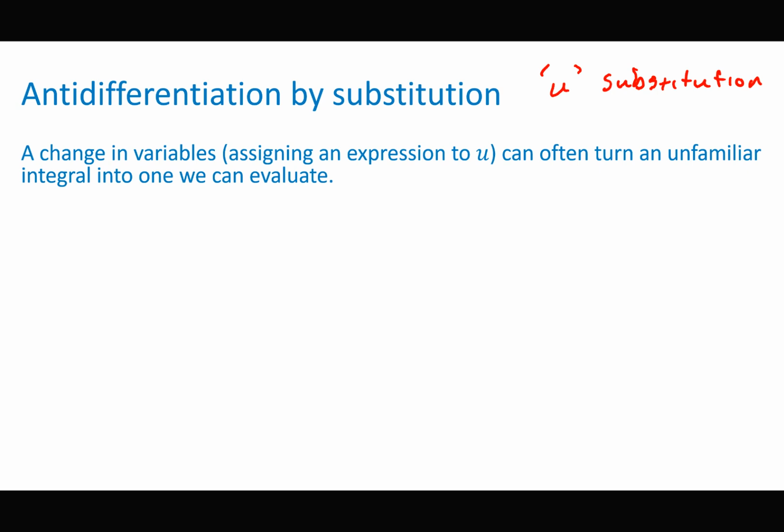All right, so a change in variables. So assigning an expression to u can often turn an unfamiliar integral into one that we can actually evaluate, because we're going to get more complicated integrands that we're trying to anti-differentiate. And so this u-substitution is a tool that we can use to make complex integrands a little bit easier to anti-differentiate.